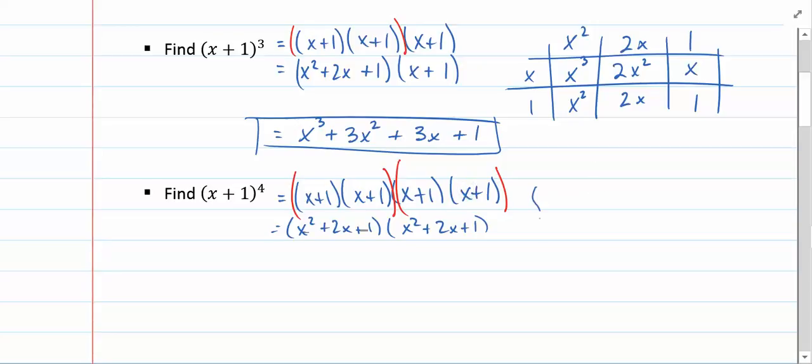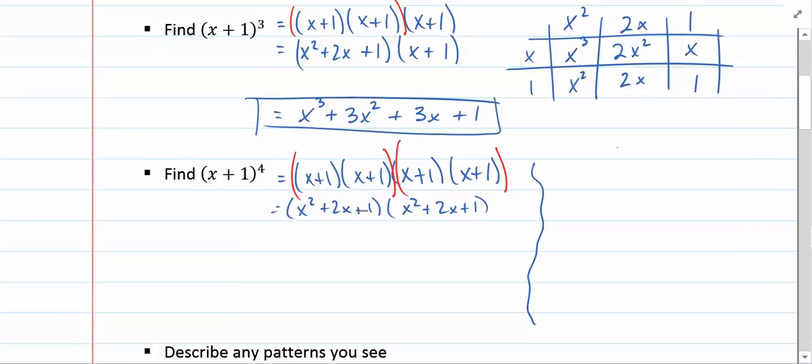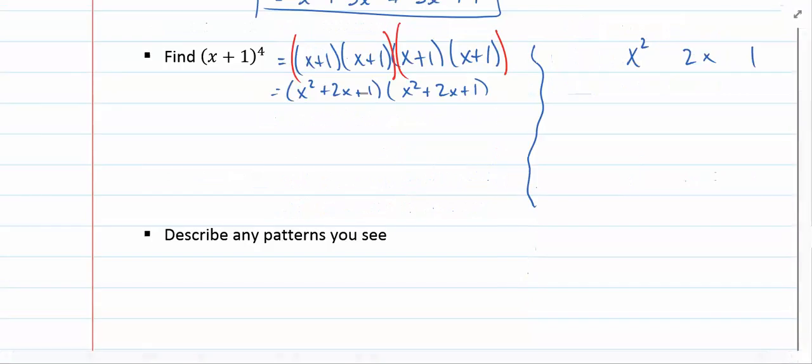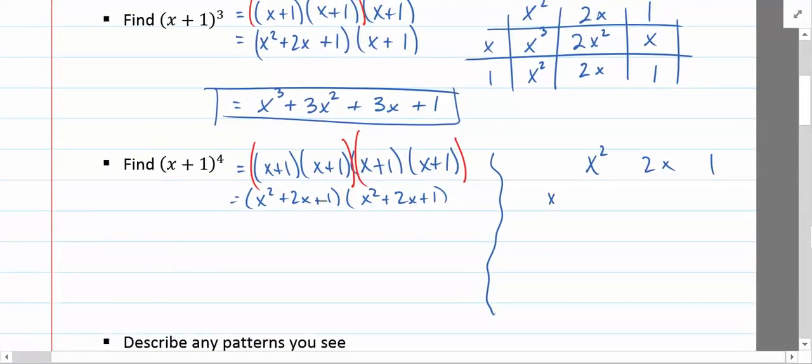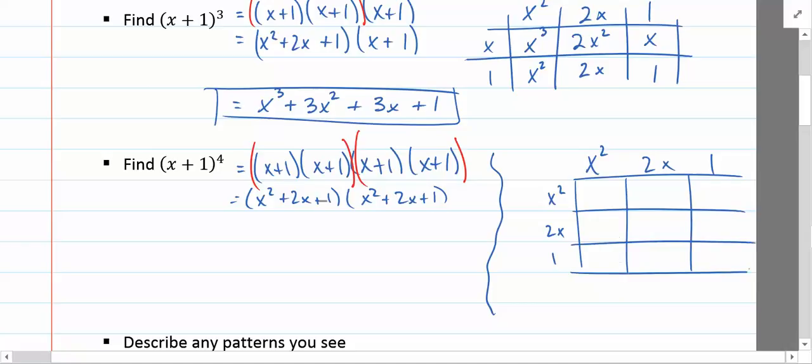And then off to the side, we might do some side work, this table calculation that would allow us to find a result. X squared, let me give myself a little bit more room. X squared, 2x, and 1 should be multiplied by x squared, 2x, and 1. So the first row comes from one of these trinomials. The column comes from the other trinomial. And we can set up the table to show our calculations here.